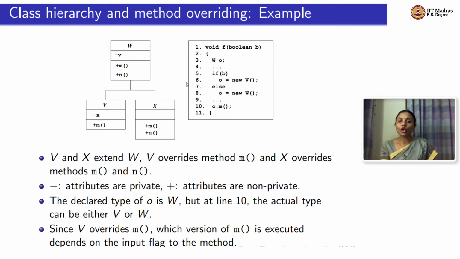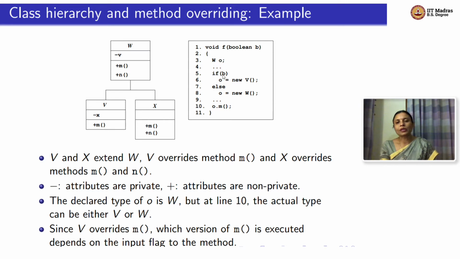So now look at the code on the right hand side. It's a small snippet again, a fragment of the code. The full code is not given. So let's say there is a function f which takes as argument a Boolean value b. And here at line 3, the declared type of object O is W, class W. Now the code runs, something happens at line 4. I've put it as ... because I don't want to detail out. Some code executes. Let's focus on this if statement.